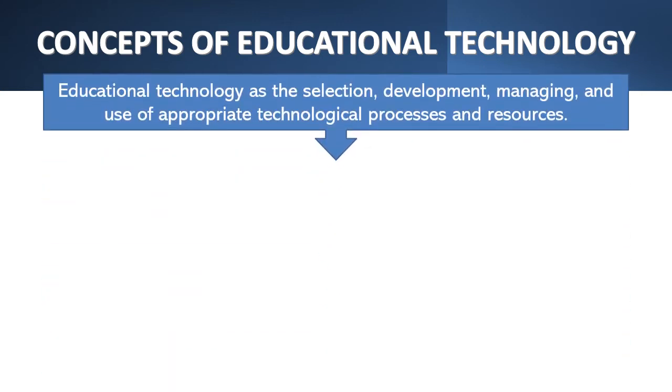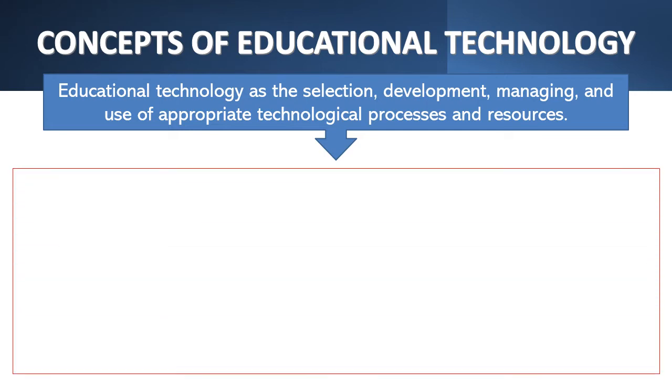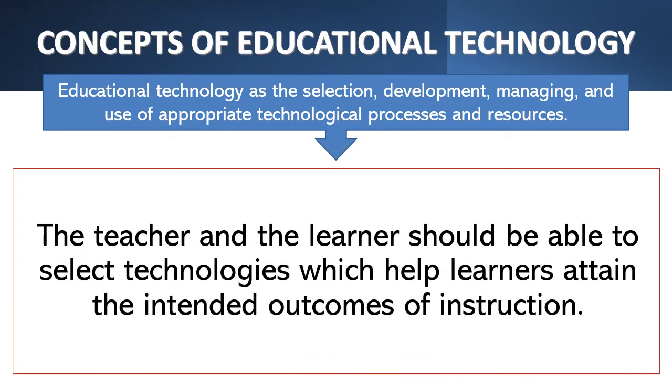Let's have first educational technology as the selection, development, managing, and use of appropriate technological processes and measures. Ano ibig sabihin? The teacher and the learner should be able to select technologies which help learners attain the intended outcomes of instruction. If there are principles to be learned, experiments can be used, and that is true, no? Especially for science. For instance, in teaching the principle acid reacts on metal, the students can use a metal container and heat vinegar in it.